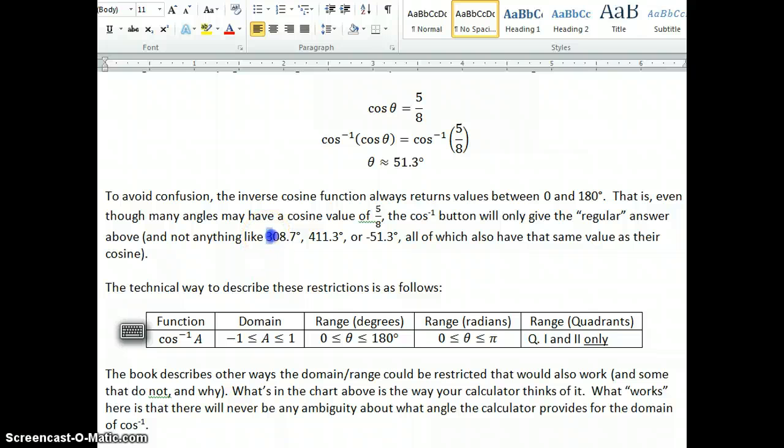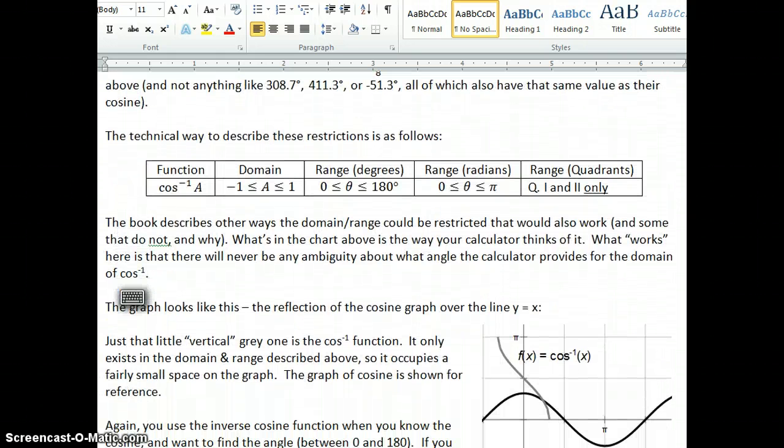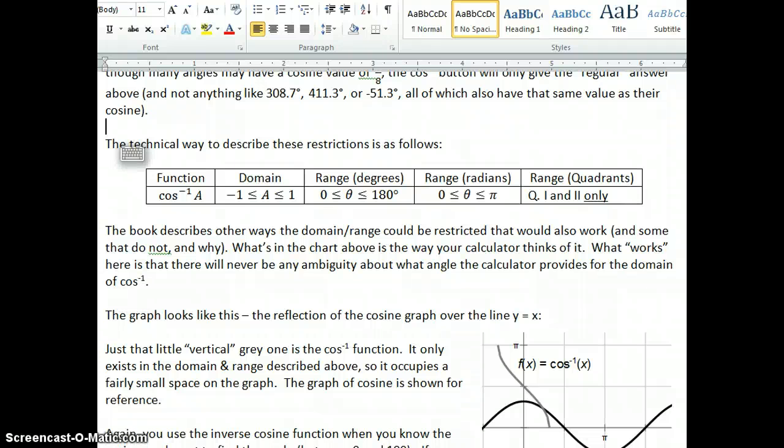We probably don't want angles like these because those are kind of strange. Sometimes you do want angles like those, but you have to take this angle of 51.3 and convert it into the correct quadrant. Again, that's just review because we did a lot of that in 5-2. The inverse cosine is always going to give us a value between 0 and 180.